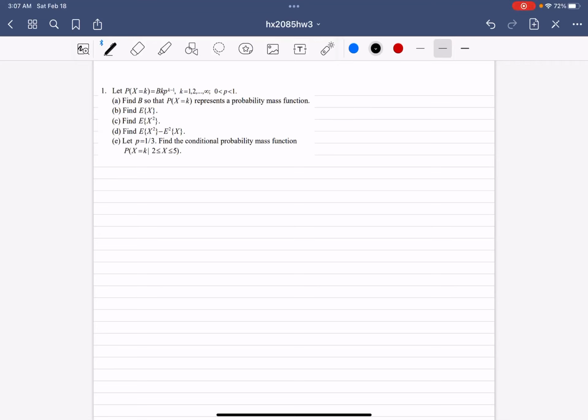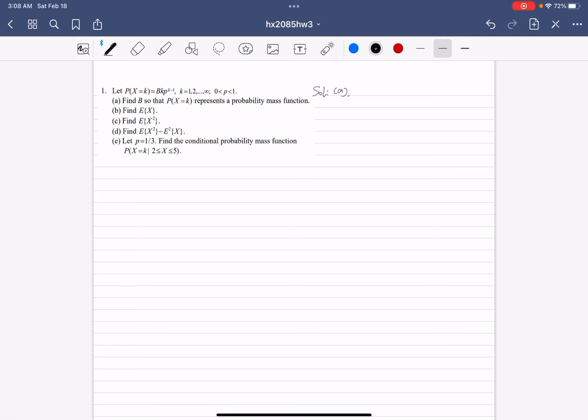Hi, I'm hw3q1. Now I'm gonna do question 1 of homework 3. Let's see the question. Question 1 has 5 parts. The first part is to find b so that the probability that x equals k represents a probability mass function.